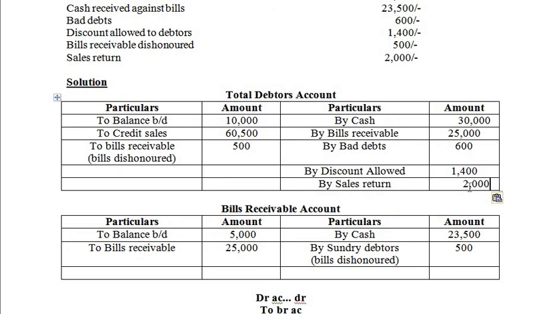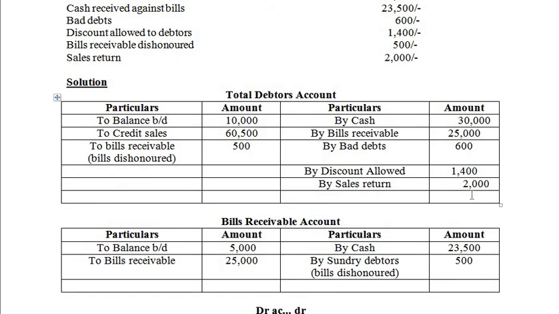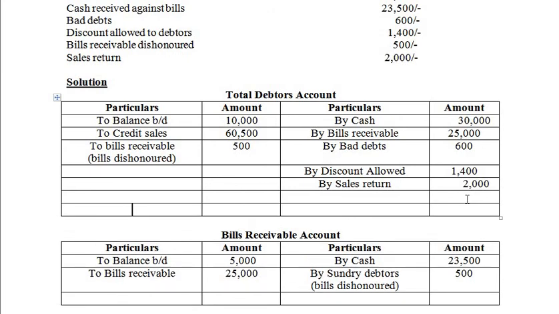Okay, anything else that is to be taken? No, we have taken all the entries in terms of debtors account, and also in terms of bills receivable account. So no other entry is left out. So total out the debtors account. What is the balance of total debtors account?